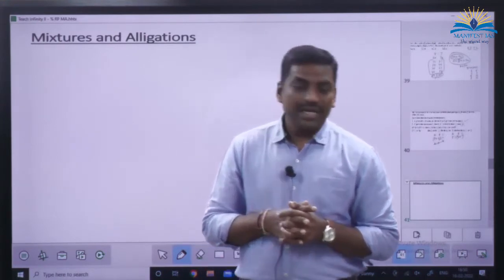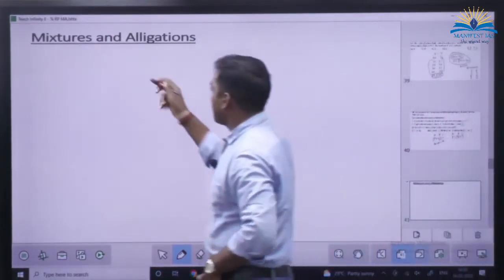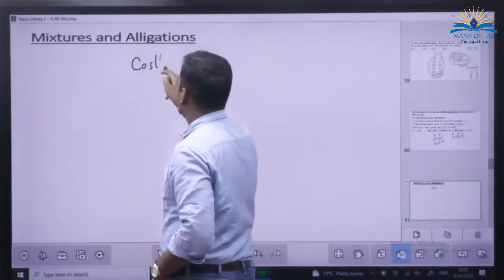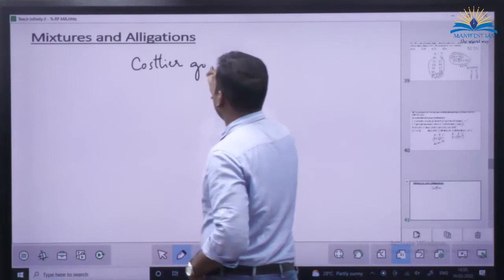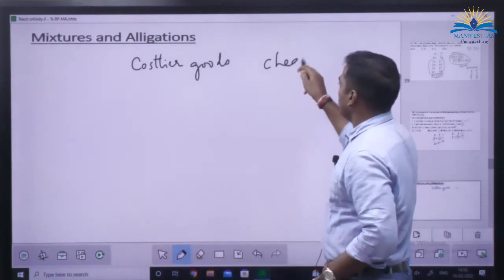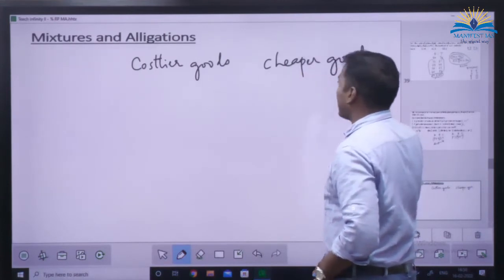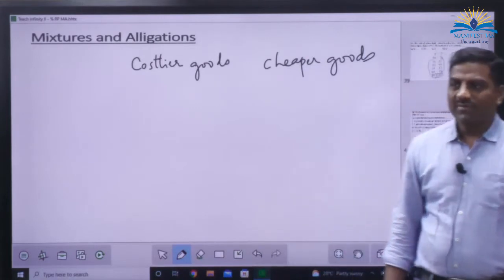Okay. So basically, what do we do? We mix costlier goods with cheaper goods. And still, we sell them at the price of costlier goods only. Yes? And that is why we mix.